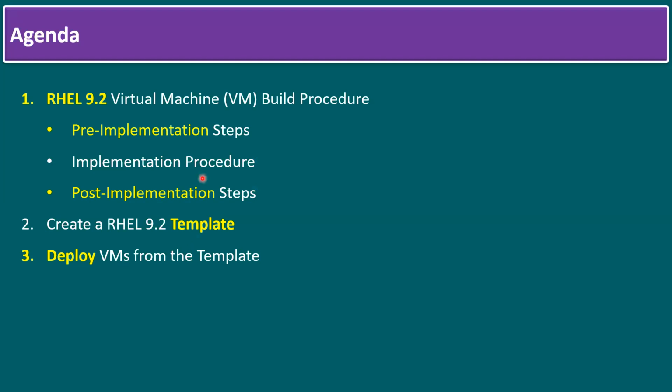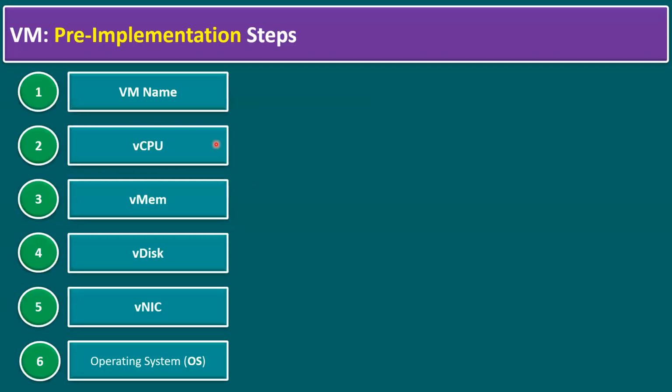In general, when we are preparing a RHEL 9.2 virtual machine, first we need to understand the virtual machine pre-implementation steps. So pre-implementation steps means our virtual machine configuration details. In our lab, we can choose any virtual machine name, CPU quantity can be 1 or 2 CPUs, and whatever the size we want, we can create. But in the real-time scenario, we must remember before implementing the production virtual machine, we should have a configuration details.